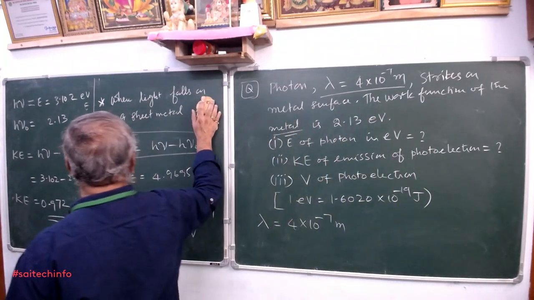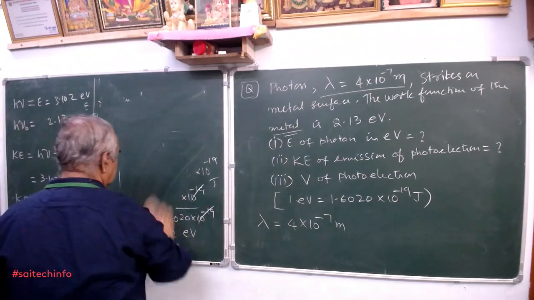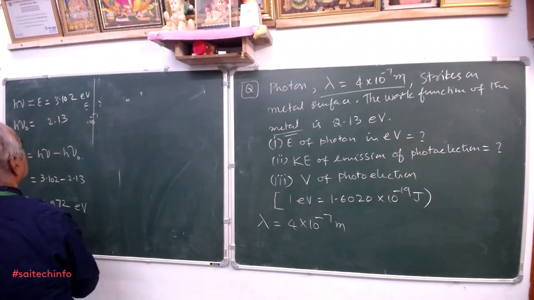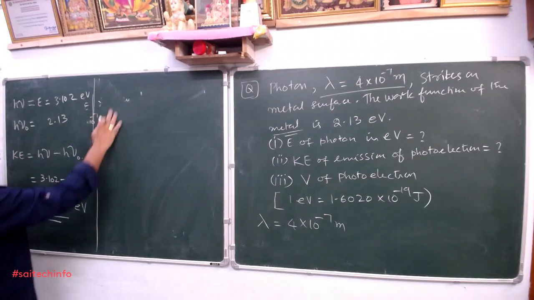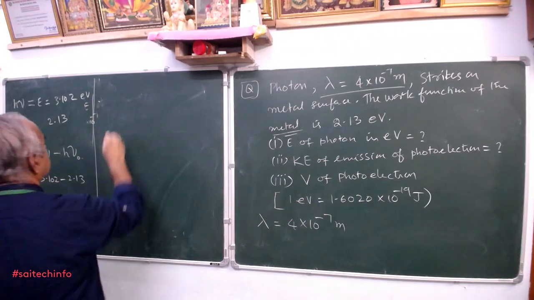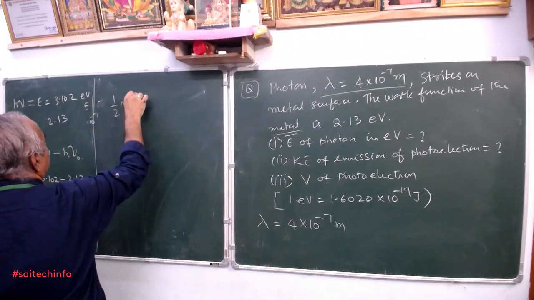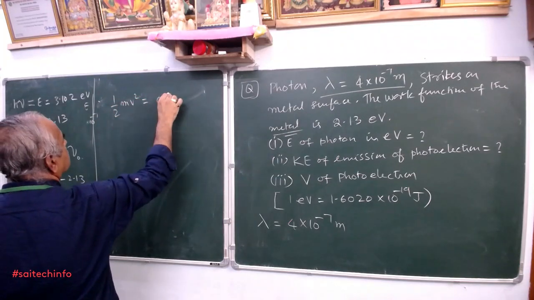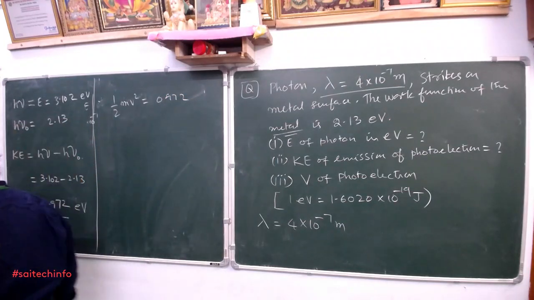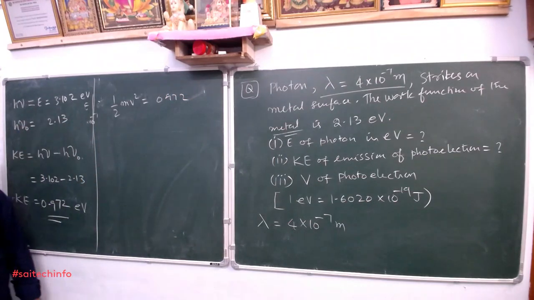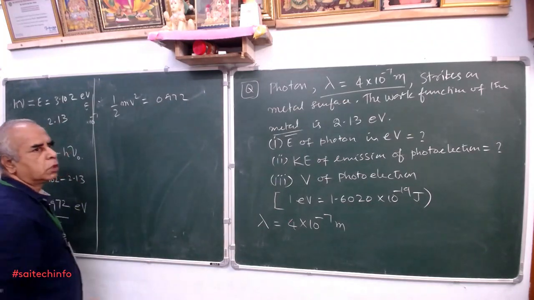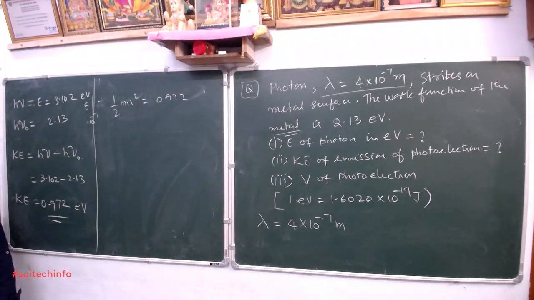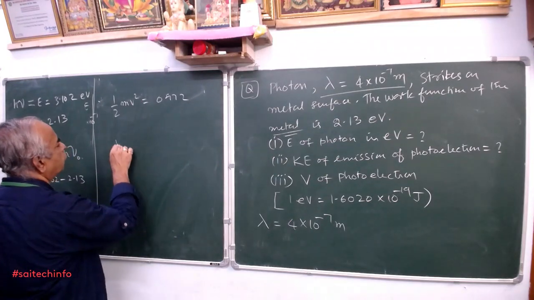Shall I do this part? So here we have kinetic energy, half mv squared is equal to 0.972. Because we already know kinetic energy is nothing but half mv squared. So from this we know the mass of electron. What is the mass of electron? Refer. Always you must have the flashcard where you should have all these things.